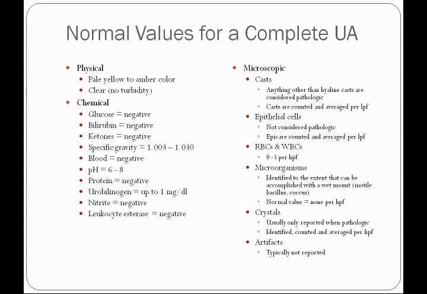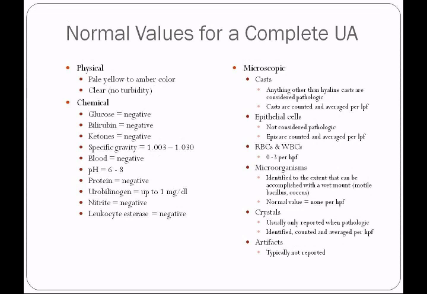In the chemical analysis, or the dip strip, we have most values being negative, with the exception of specific gravity, which is 1.003 to 1.030. Note that there are no units associated with specific gravity. The pH can vary widely from pH 6 to pH 8. Urobilinogen is normal at values up to 1 milligram, or EU, per deciliter. The rest of the values are negative for a normal urine.